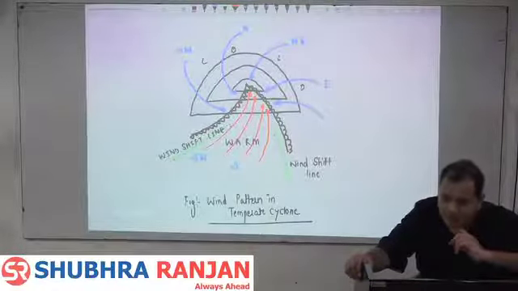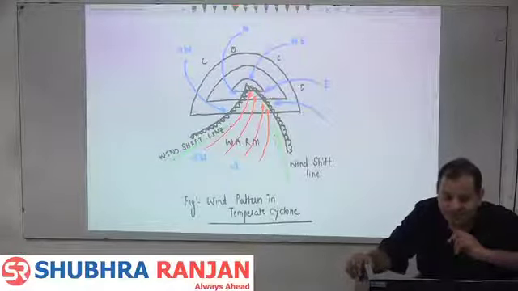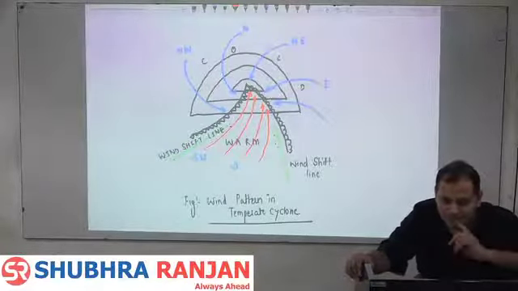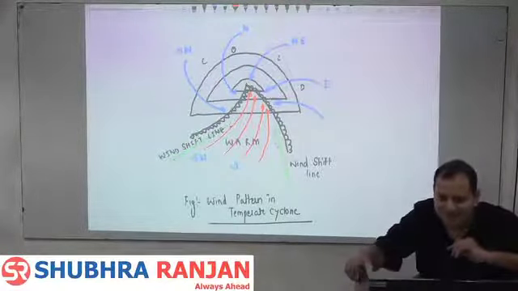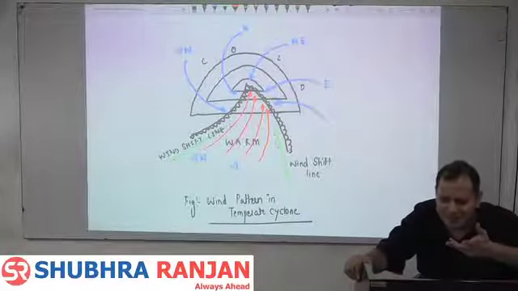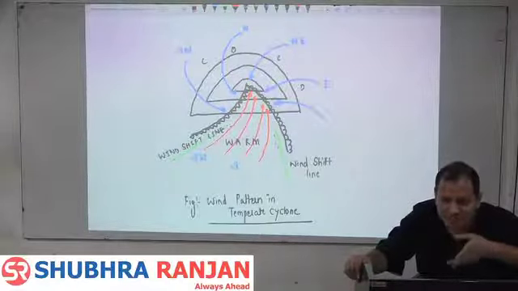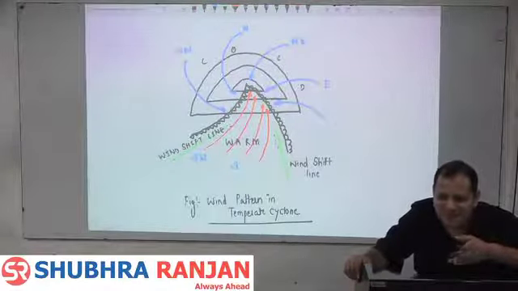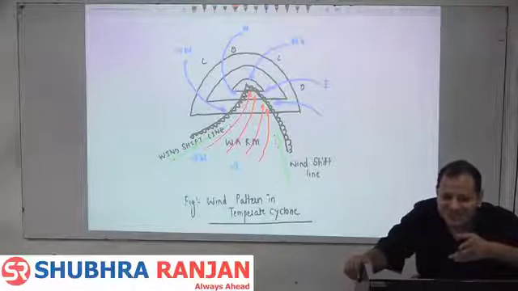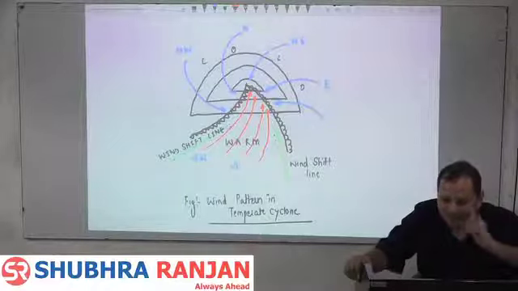Which part will have the lowest temperature? Tell me. Which part will have the lowest temperature in a temperate cyclone? The center part will have high temperature, it's a low pressure. We are doing temperate cyclone only. Where will the lowest temperature be, not the lowest pressure?